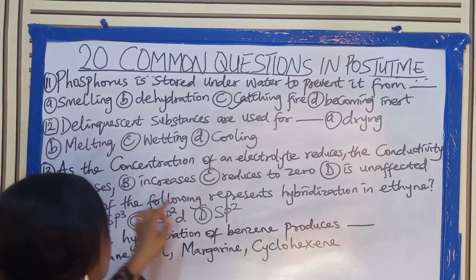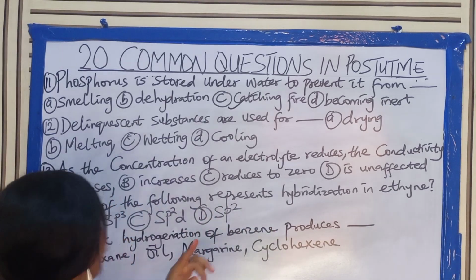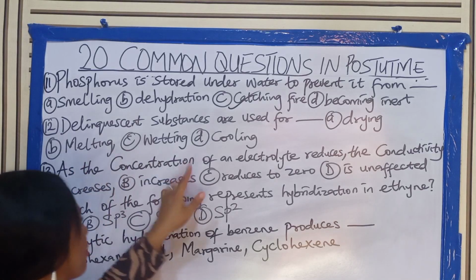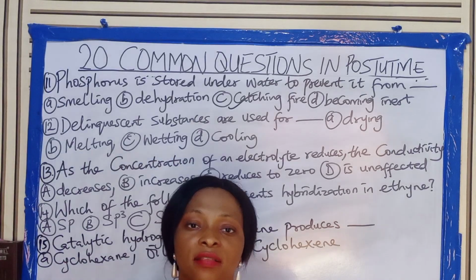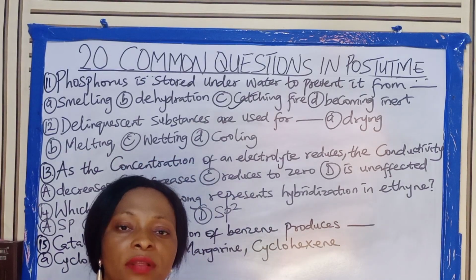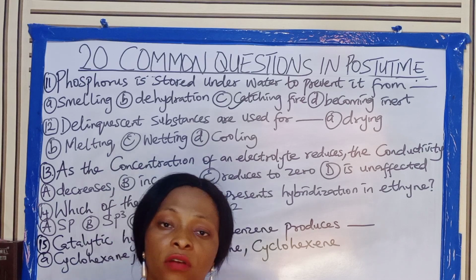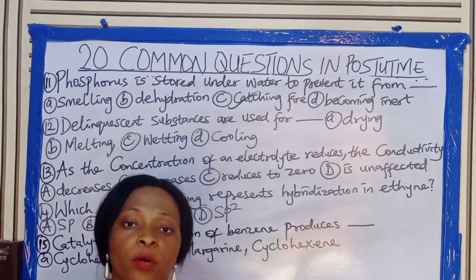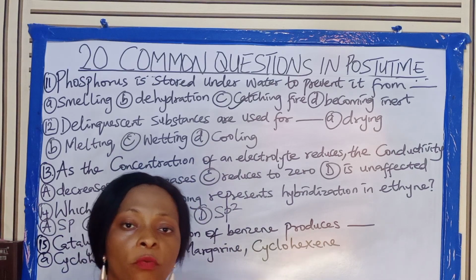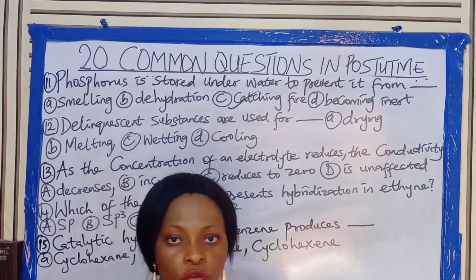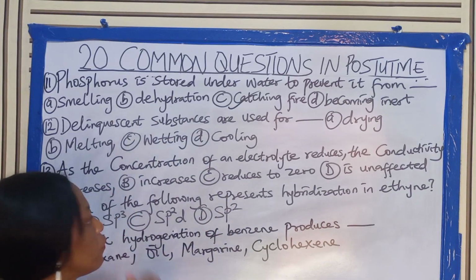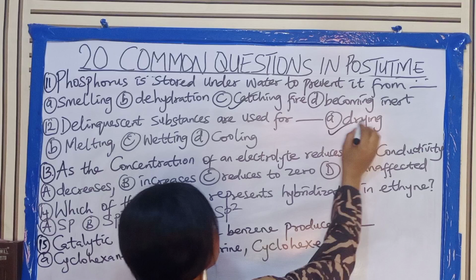12. The liquescent substances are used for drying, melting, wetting, cooling. What are the liquescent substances? Basically, the liquescent substances are those substances that when they are exposed to the atmosphere, they absorb water and form solution. So they are used for drying.